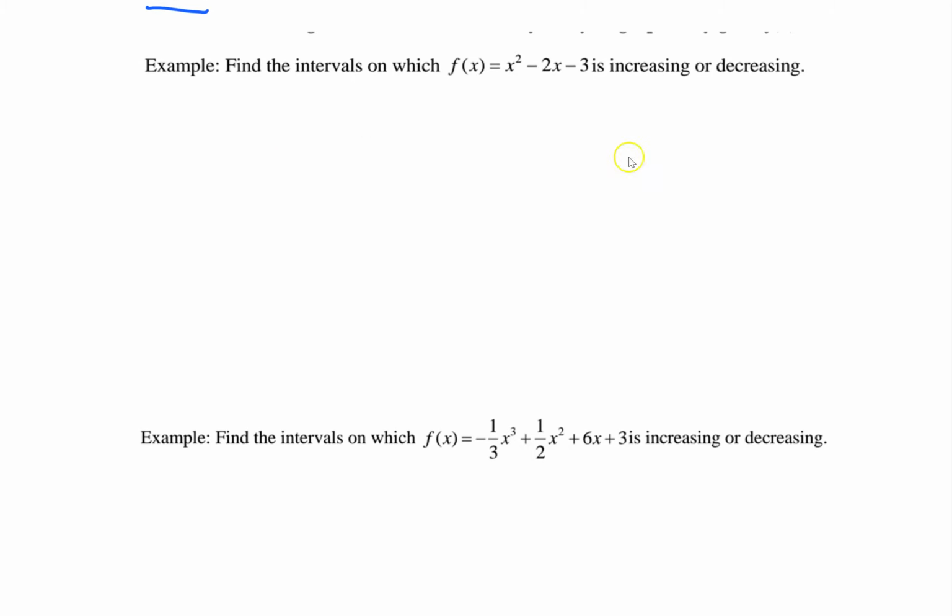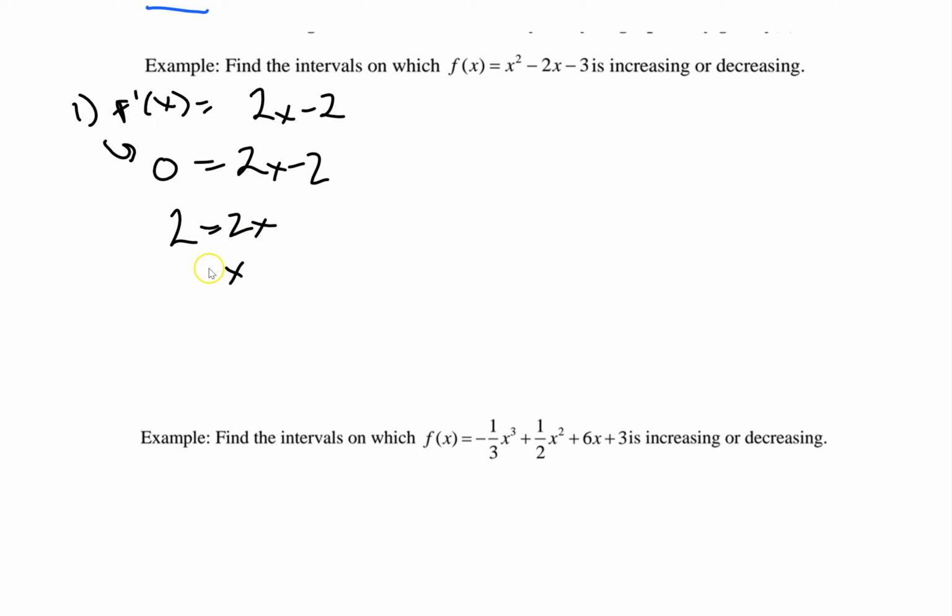So let's do an example here. Find the intervals on which f of x equals x squared minus 2x minus 3 is increasing or decreasing. Right, so step 1, let's set our derivative equal to 0. So first we got to find our derivative. Bring it down, subtract 1 off. 2x minus 2. Now we're going to set equal to 0 or undefined. In this case, we don't have any undefined. Right, and then to solve it, x equals 1. That is not my answer. I don't care about that right now. We will in the future, but for now, that's my critical point.